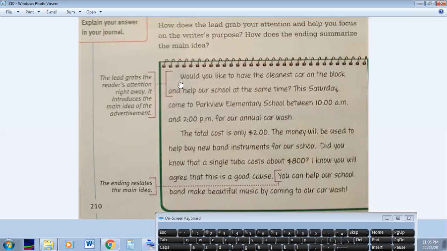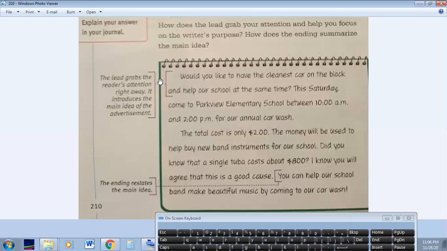This is a written advertisement, but for us, it kind of sounds like what we hear on commercials when people are trying to sell stuff. Would you like to have the cleanest car on the block and help our school at the same time? It's interesting. It makes you wonder how you can do that. This Saturday, come to Parkview Elementary School between 10 a.m. and 2 p.m. for our annual car wash.